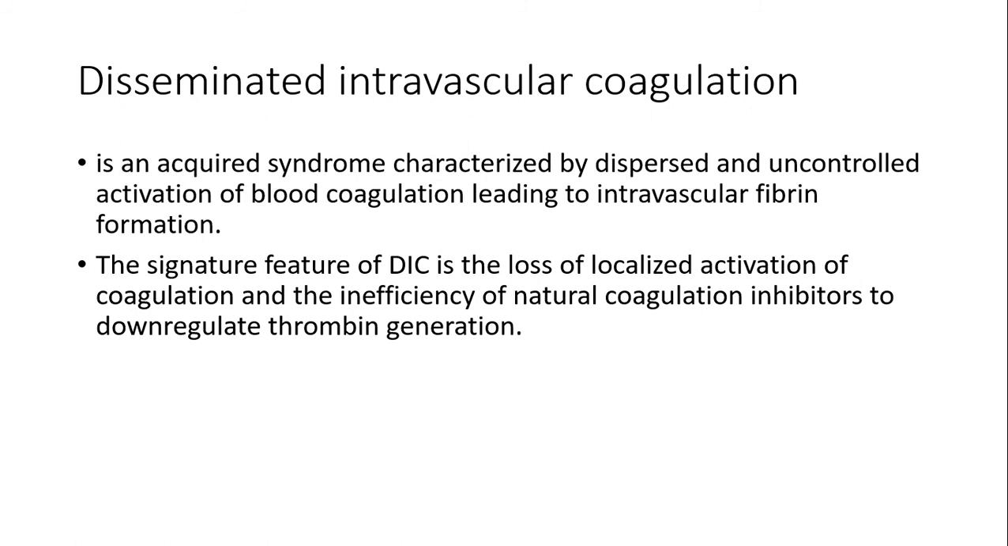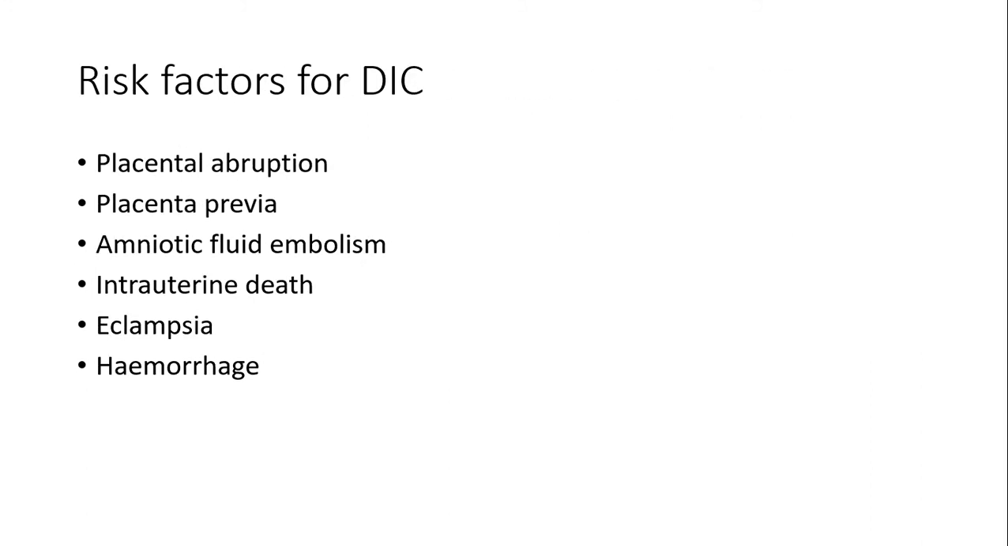DIC is an acquired syndrome characterized by dispersed or uncontrolled activation of whole blood coagulation, leading to intravascular fibrin formation. The signature feature of DIC is the loss of localized activation of coagulation and the inefficiency of normal coagulation inhibitors to downregulate thrombin generation. The risk factors for DIC are any of the obstetrical complications, like placental abruption, placenta previa, amniotic fluid embolism, intrauterine fetal death, eclampsia, and massive hemorrhage.